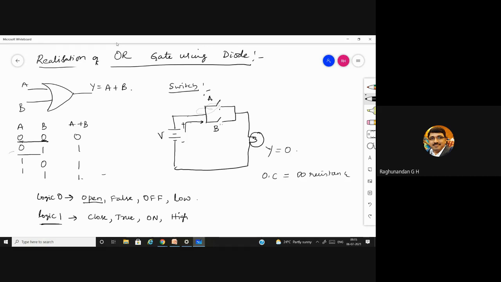Now let us take the next case, 0 and 1. If at least one of the inputs, that is the switch, is closed, that is this is at 1, this is at 0, when the current comes here, it cannot flow like this, so it can flow through this, so that the bulb will start glowing. The current will flow. Next, let us take the other case.